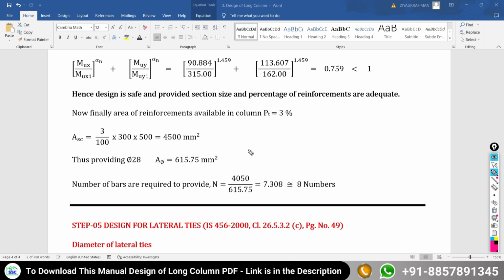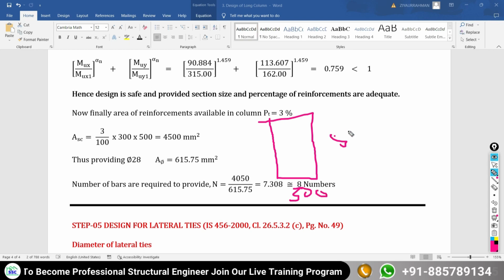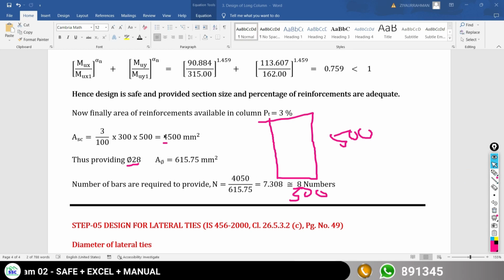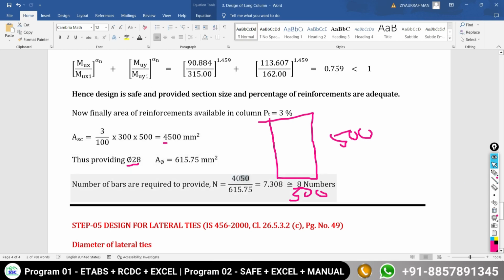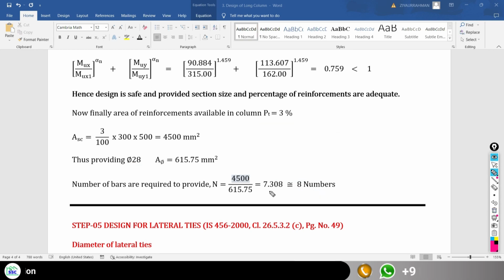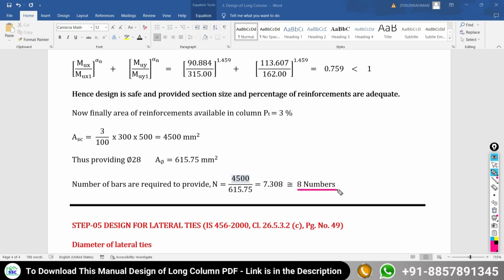Now, how many number of bars are required to provide in a column of size 300 by 500? How many number of bars do I need to provide? Being a diameter of bar as 28, the number of bars required is the total area required divided by the unit area. How much is the total area required? 4500. So I have to correct it, actually it is wrong, 4500. We are getting the ratio as 7.308. So we have to round up this value as 8 number of bars I am going to provide of diameter 28 mm. So this is about the design for the main reinforcement in your column.